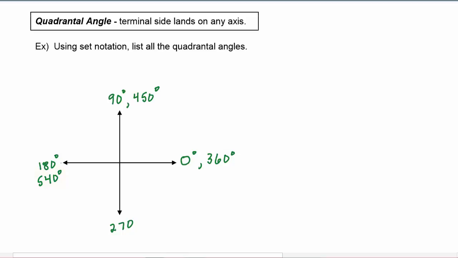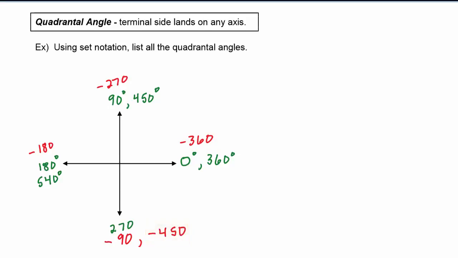Now, if we go in the negative direction, we know starting from 0, if we go this way, this would be negative 90. We know over here would be negative 180, negative 270. We get negative 360 here. If we kept going, we would get negative 450, and so on and so on. Now, naming all of the quadrantal angles one by one would be impossible, since you can see there's going to be infinitely many of them.